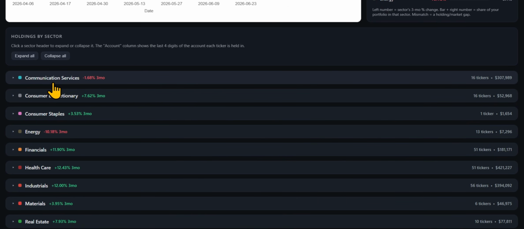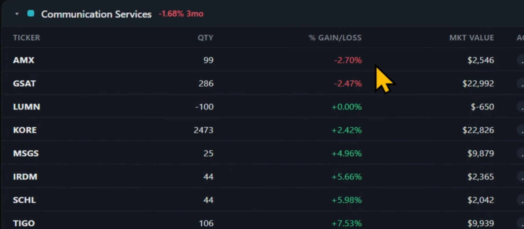When I scroll down in communication services, I have about 16 tickers or 16 stocks in this area. So I'm going to expand out this column and determine which ones I need to sell. When I expand this out, I see AMX has a loss and GSAT has a loss. So before I sell these blindly, I'm going to go into Schwab.com and just confirm if these stocks are going up or down, whether I should sell it or not.